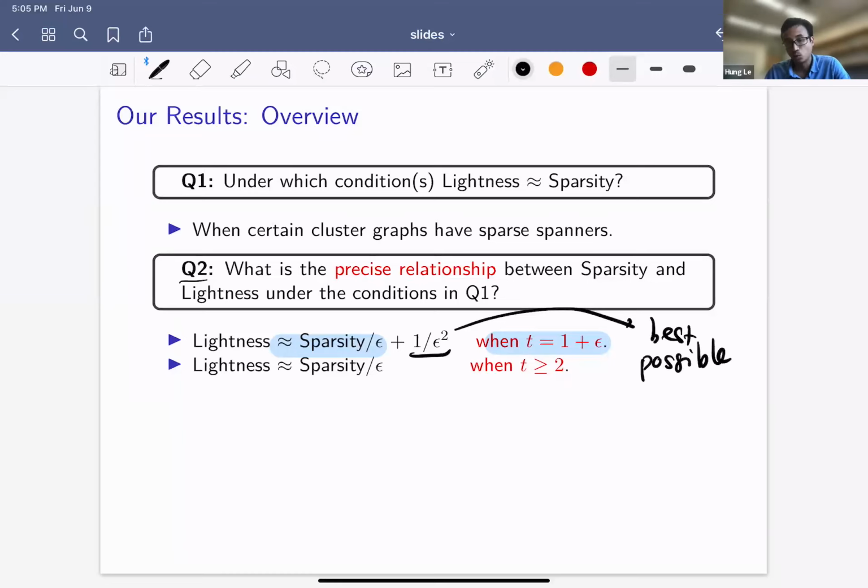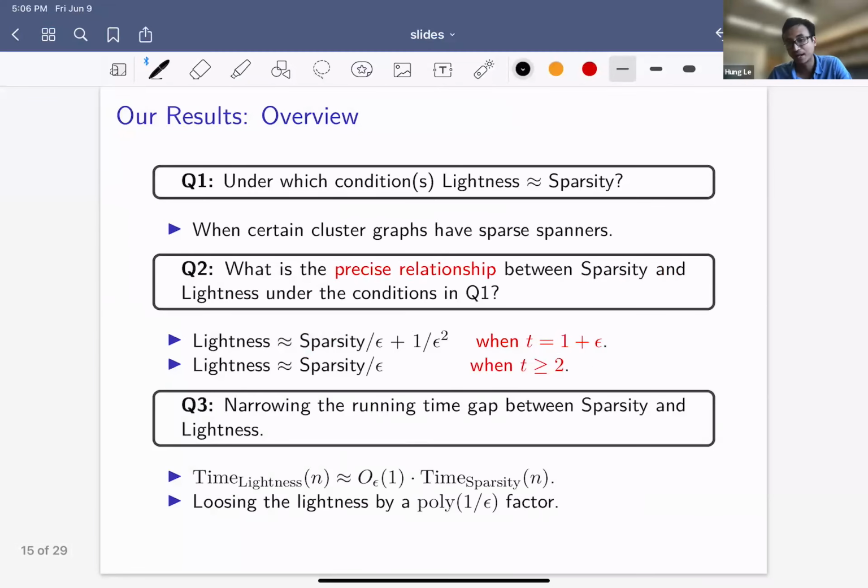Because we show that there exists a class of graphs where sparsity is order 1 and the lightness is 1 over epsilon squared. And so when the stretch is at least 2, then we can remove the additional 1 over epsilon squared term, meaning that when the stretch is at least 2, the lightness is approximately sparsity over epsilon.